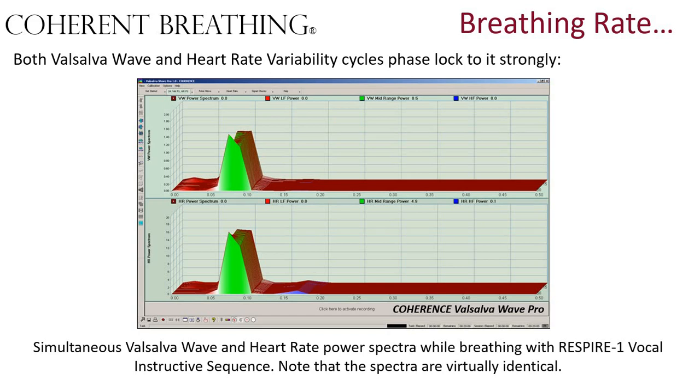This is while the breather is breathing along with Coherent's Respire 1 vocal instructive sequence. Note that the spectra are virtually identical. The power spectra of the breathing-induced heart rate variability cycle being an outcome of the power spectra associated with the breathing-induced Valsalva wave via the recognized function of baroreception.